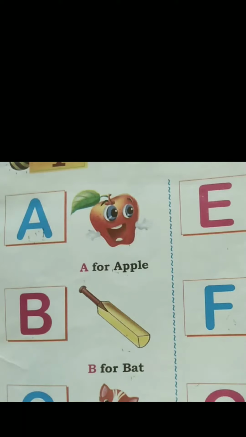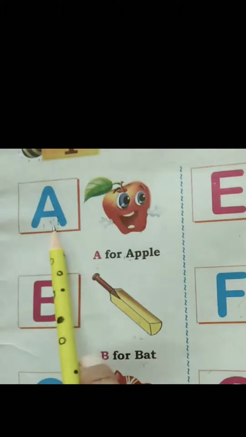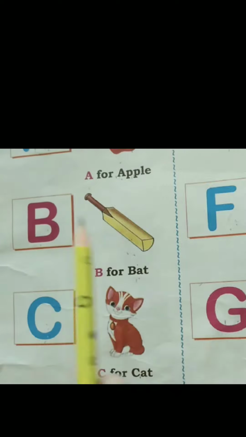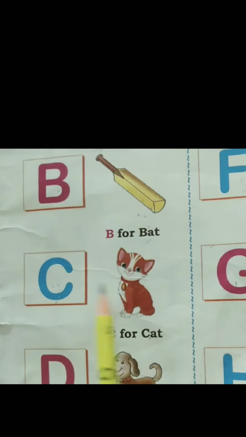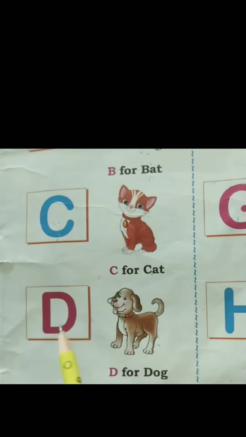We are going to learn English alphabet A to Z with picture identification. So let's start students. A for apple, A for apple. B for bat, B for bat. C for cat, C for cat. D for dog, D for dog.